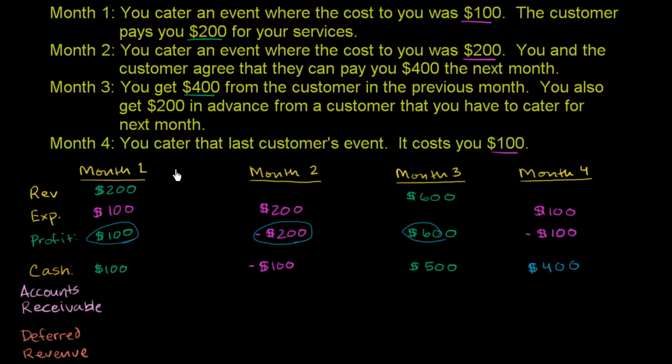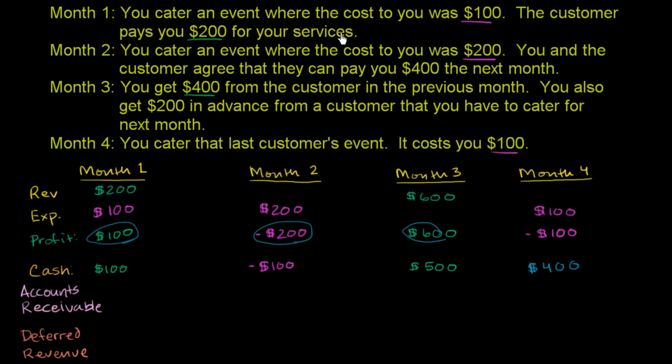Let's now account for the same series of events, but instead of doing it on a cash basis, let's do it on an accrual basis. The whole idea with accrual accounting is to match your revenues and expenses to when you actually perform the service. So it actually captures business activity as opposed to just capturing when cash changes hands. So let's see what that actually means.